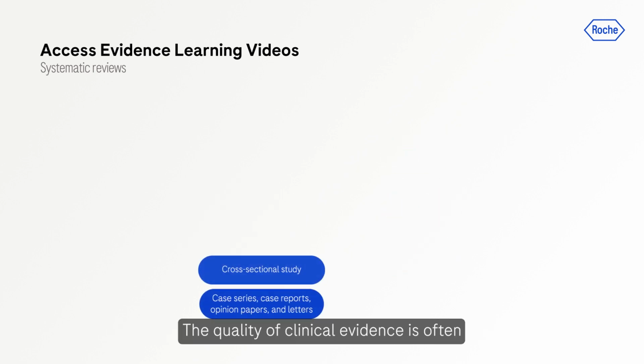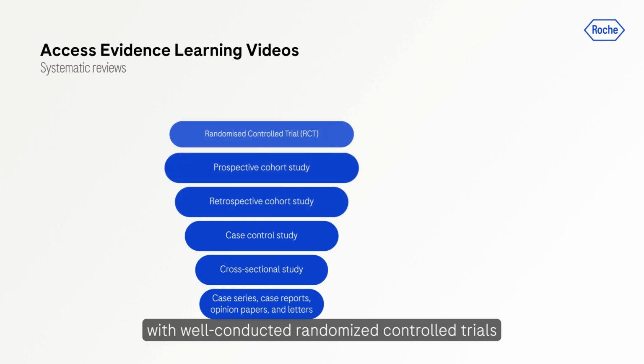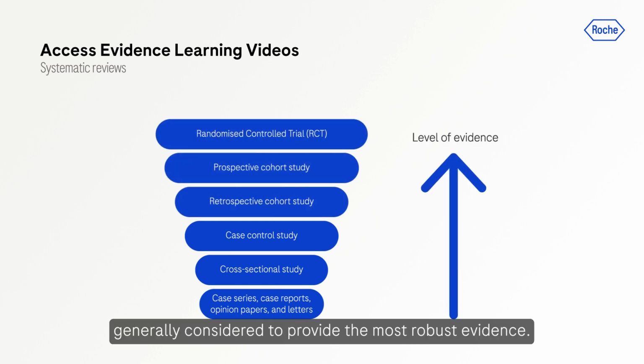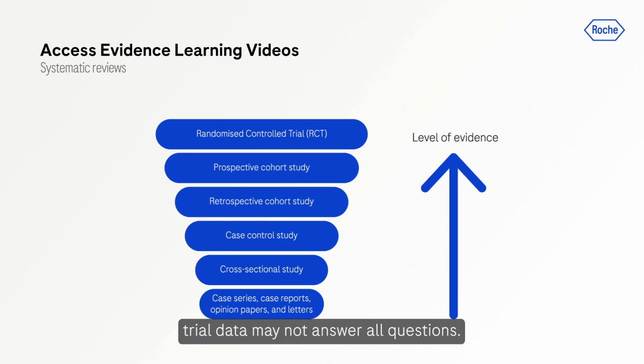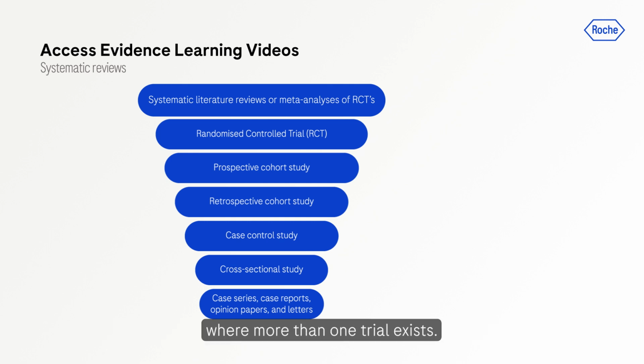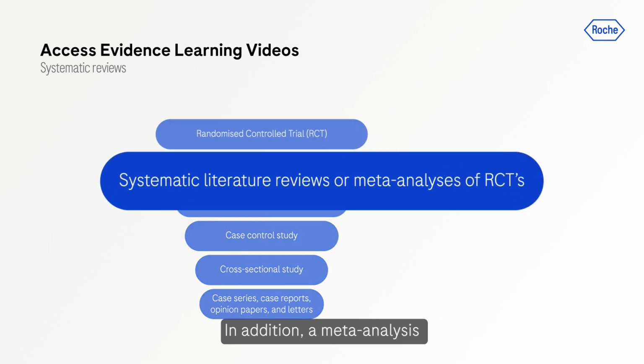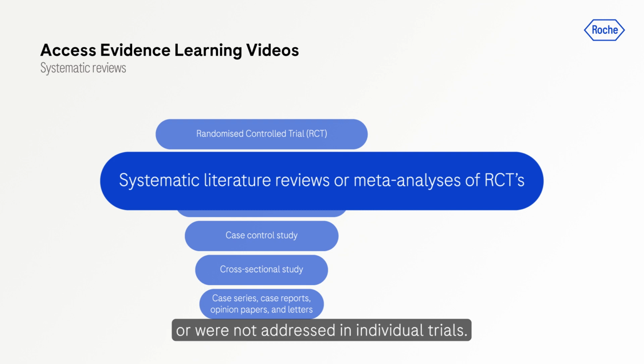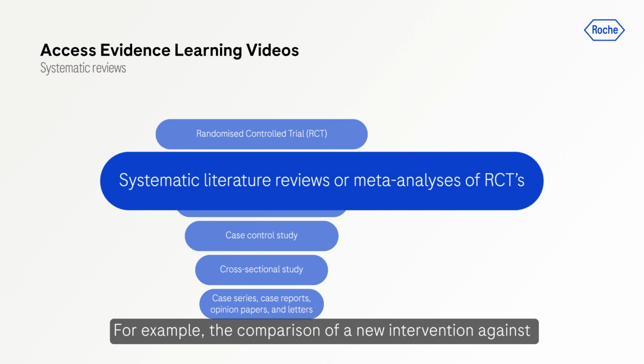The quality of clinical evidence is often ranked by study design, with well-conducted randomized controlled trials generally considered to provide the most robust evidence. However, results may vary between clinical trials, and trial data may not answer all questions. Therefore, systematic literature reviews or meta-analyses can be conducted to increase confidence in the clinical finding where more than one trial exists. In addition, a meta-analysis may answer questions that either could not or were not addressed in individual trials. For example, the comparison of a new intervention against one or more comparators where no head-to-head trial data exist.